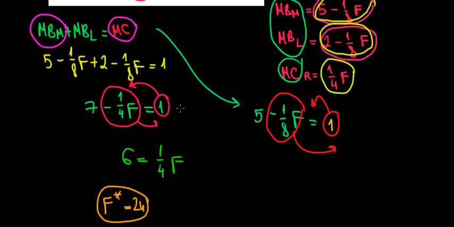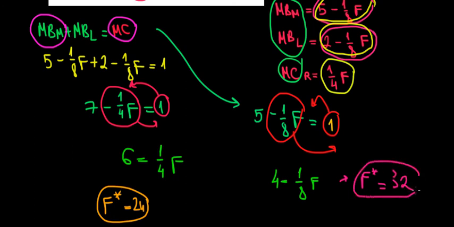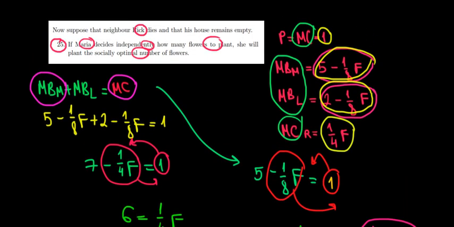5 minus 1 is equal to 4. And here we have 1 over 8f. Now, if we work this math over here, what do we get? The optimal number of flowers in that case would be equal to 32. So what we can see is that if Maria decides independently, she would plant 32 flowers, where she compensates for the social optimal in that case. So indeed, by deciding independently, she chooses also the social optimal. She also maximizes the number of flowers for the society. So the answer is true, and we are done.